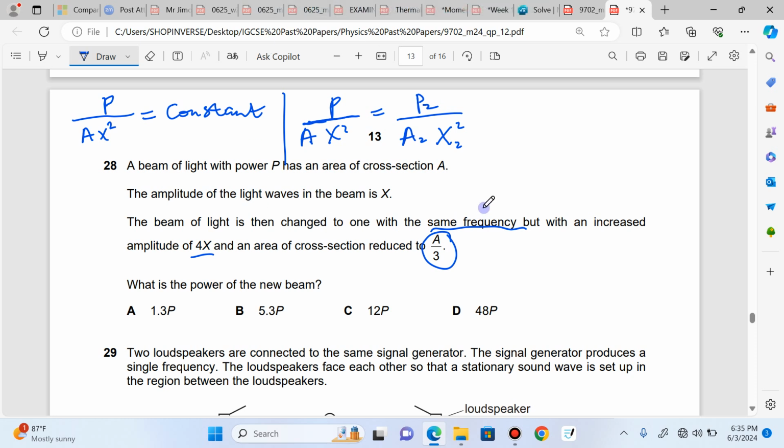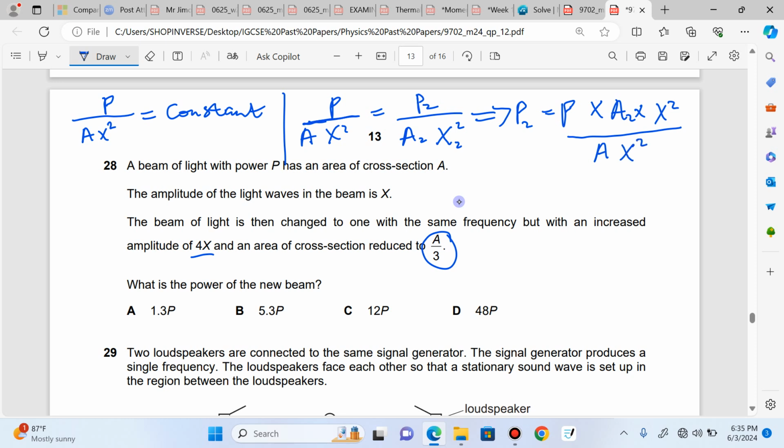So since it is changed to another beam of light, multiplied by the second beam squared. Now let us substitute the values. We are looking for P2, right? So from this we can see that the power of the second light source is equal to the power of the first one multiplied by the cross-sectional area of the second one multiplied by its amplitude squared, divided by the cross-sectional area of the first one multiplied by its amplitude squared.